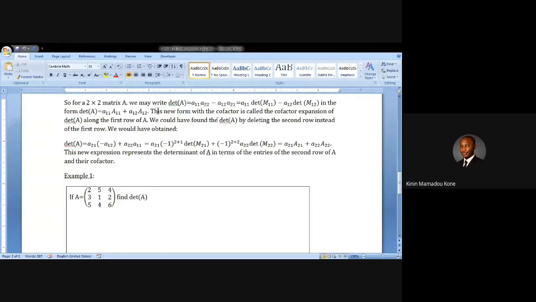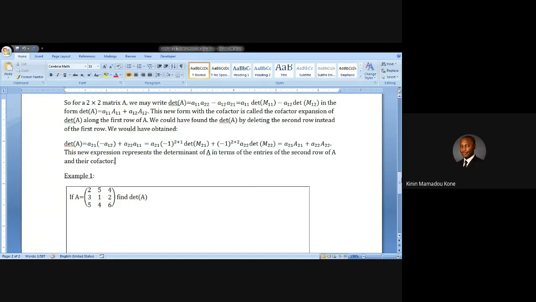We could have found the determinant of A by deleting the second row instead of the first row. We'll have obtained the following. Determinant of A equals this expression, that is equal to that expression over here. This new expression represents the determinant of A in terms of the entries of the second row of A and their cofactors. So as you can see here, if you start the expansion along the second row, your result is going to be the same as if you go along the first row.